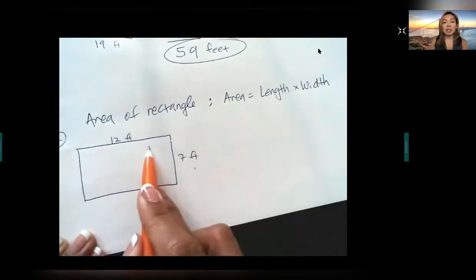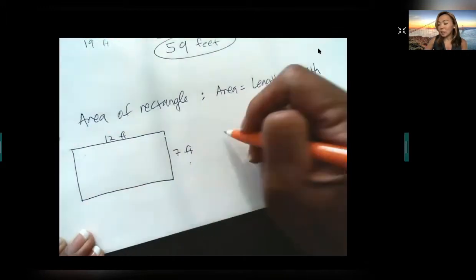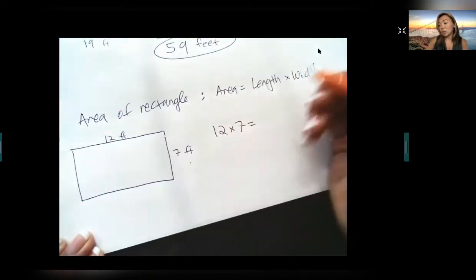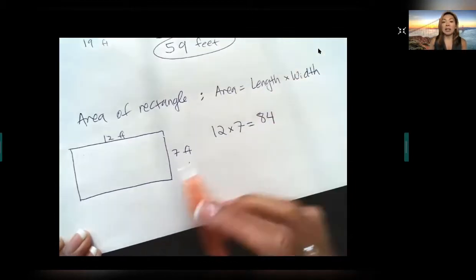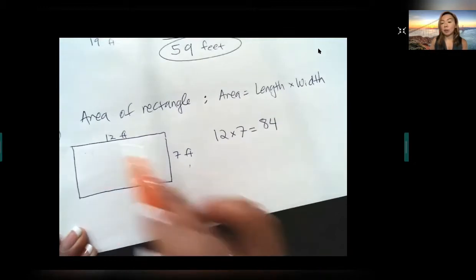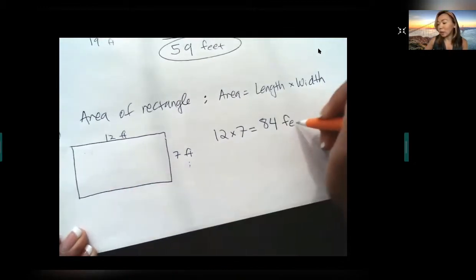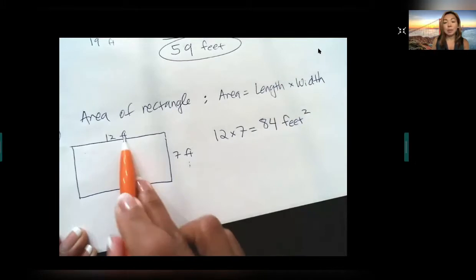So you have length times width, 12 times 7. So 12 times 7, you can plug into your calculator, or if you know by heart, hopefully, the answer is 84. And you want to answer it with units. So if there's feet, you want to put feet squared as your answer, because feet times feet is feet squared.